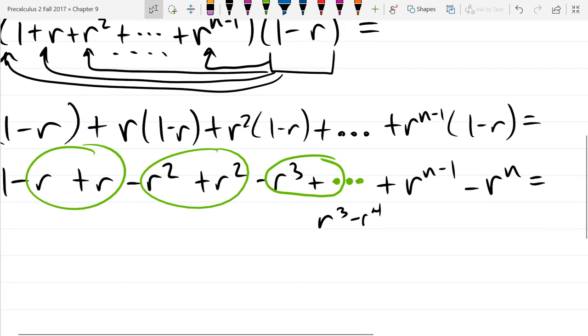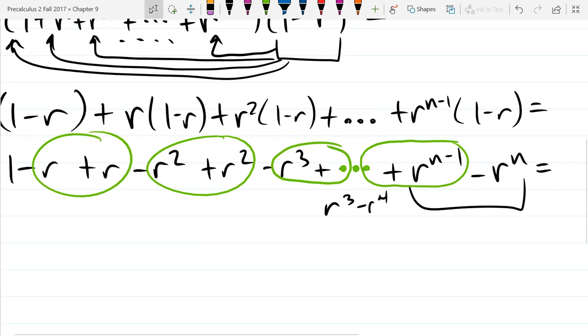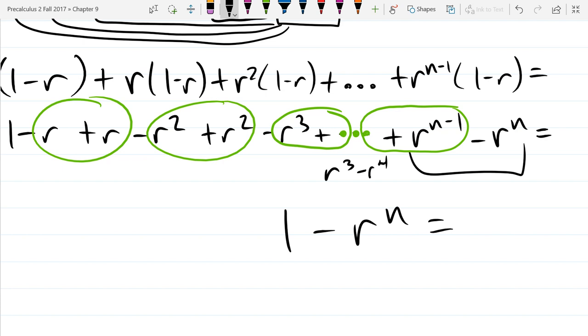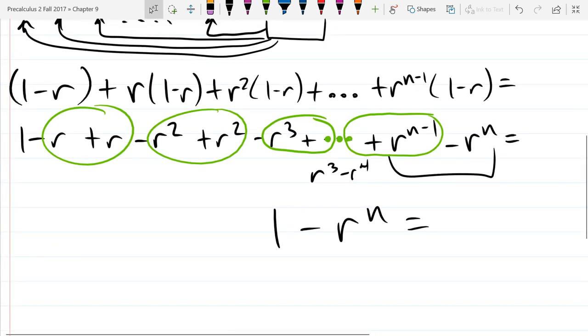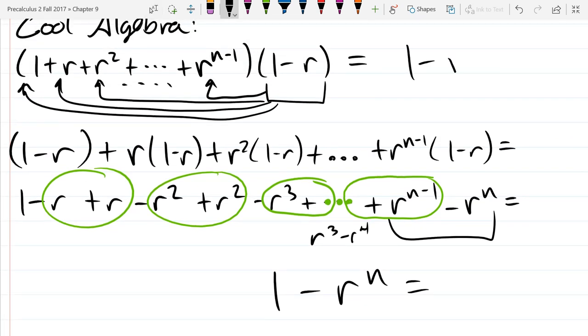So let's think about what's happening at the end here. Here's the last term right here. This r to the n minus 1 is going to cancel out with the last term that would appear in that dot, dot, dot pattern. And then what's left, we have minus r to the n. So the only things we have remaining, 1 minus r to the n. So all that stuff cancels out to something really nice. And I'm just going to write that up at the top.